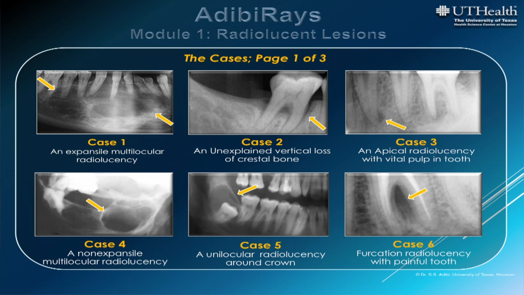Select cases 1 through 6 consist of an expansile multilocular radiolucency region, an unexplained vertical loss of the crestal bone, an apical radiolucency with vital pulp, a non-expansile multilocular radiolucency, a unilateral radiolucency around a crown, and a furcation radiolucency with a painful tooth.